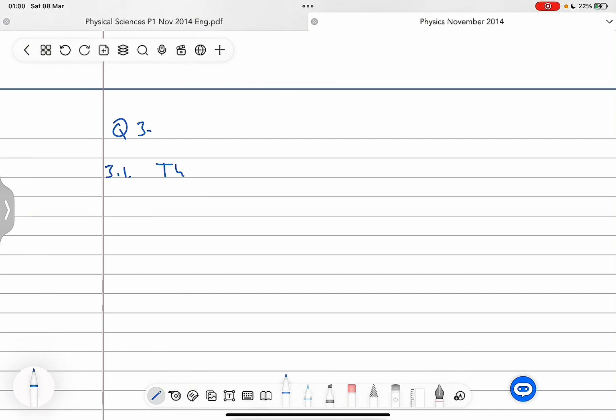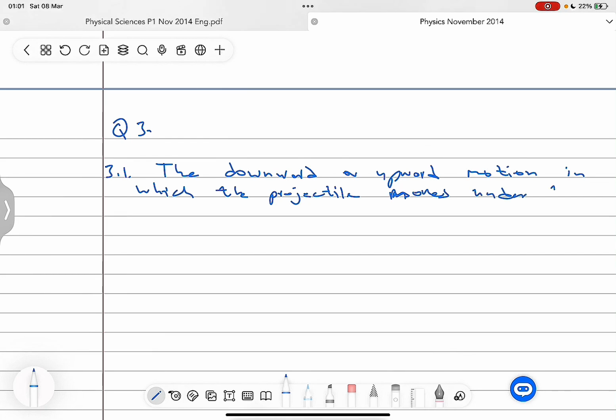We know that free fall is the downward or upward motion in which the projectile moves under the influence of gravitational force only.